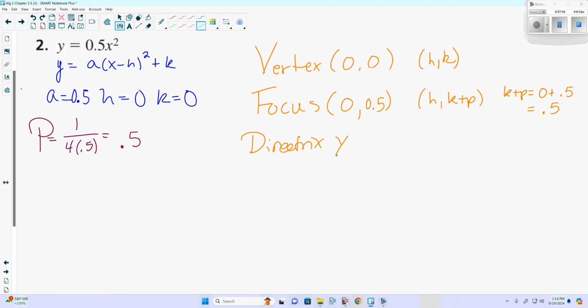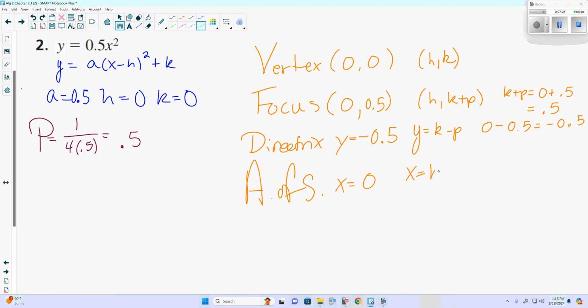Directrix. Y equals. It's our y equals k minus p. Well, k is 0, so 0 minus 0.5 would be negative 0.5. Axis of symmetry, x equals 0, because it's our x equals h. And on the directrix and axis of symmetry, do make sure to put your x equals or y equals. We need it as an equation, not just the number. But yes.